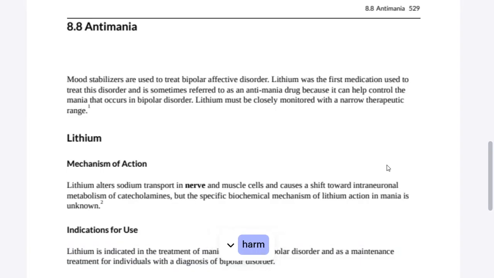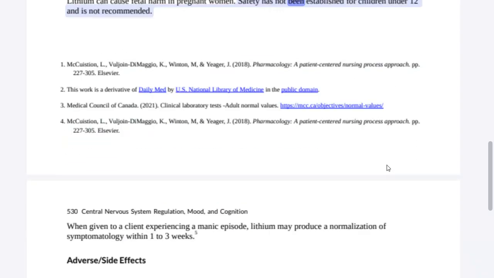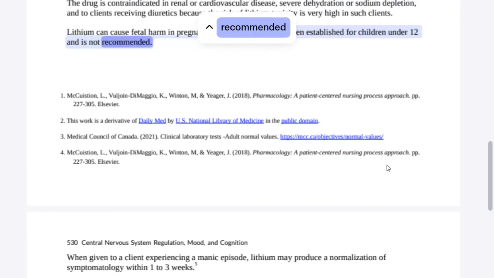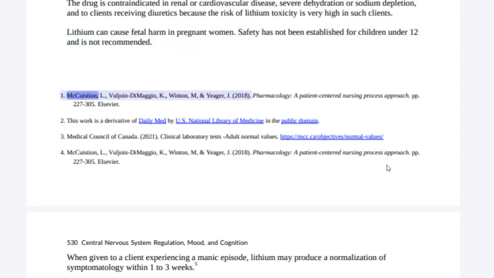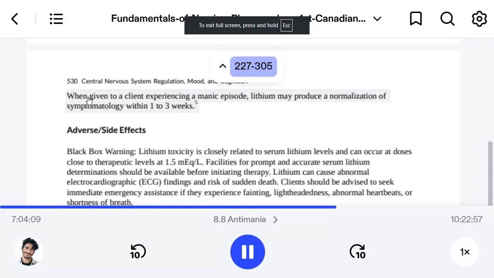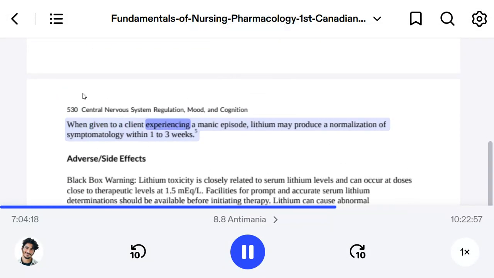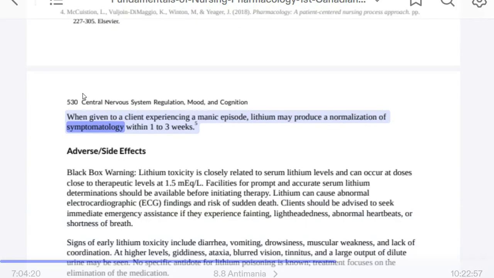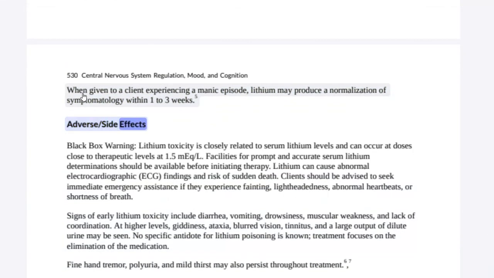Lithium can cause fetal harm in pregnant women. Safety has not been established for children under 12 and is not recommended. McQuistion L, Vollen DiMaggio K, Winton M, and Jaeger J. Pharmacology, a Patient-Centered Nursing Process Approach, pp. 227. Given to a client experiencing a manic episode, lithium may produce a normalization of symptomatology within 1 to 3 weeks. Adverse side effects.